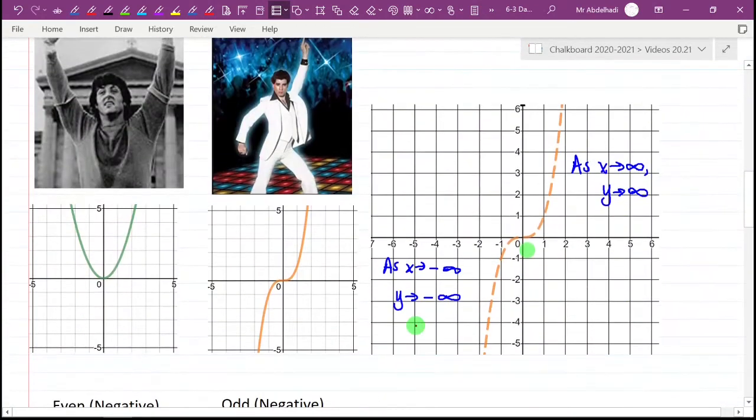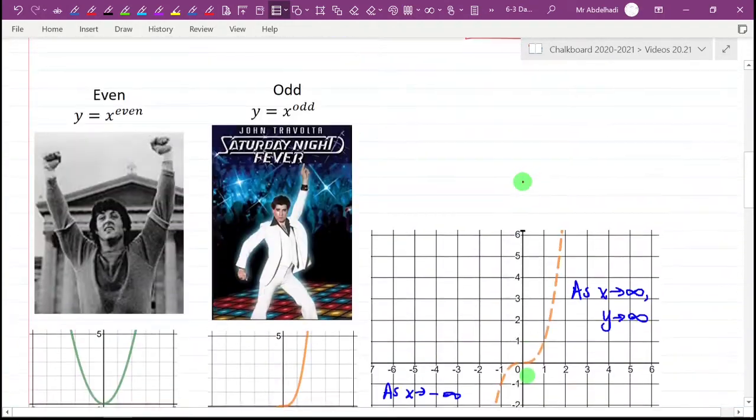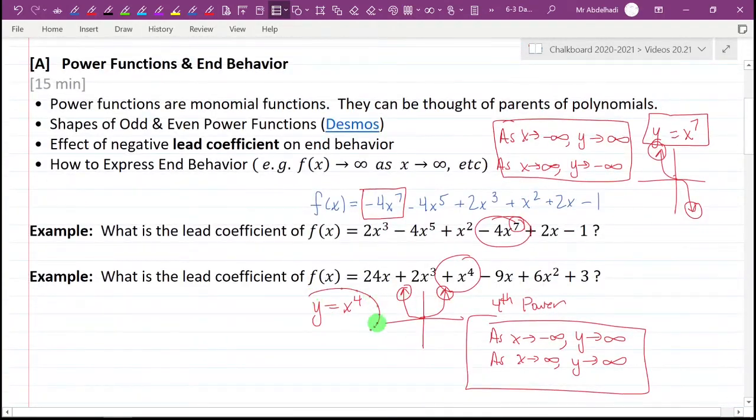Let's go down to this next thing here. If you start with those power functions that I talked about, how do you end up going from y equals x to the 4th to something crazy like this with all these terms? Well, the fact is the highest term, the lead term, determines the end behavior. After that, all these other terms just add more twists and turns.